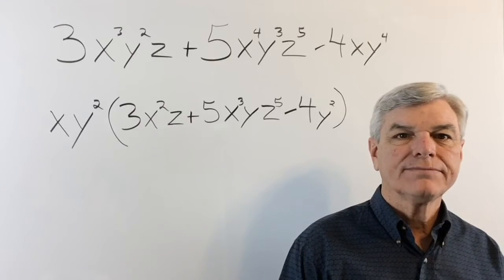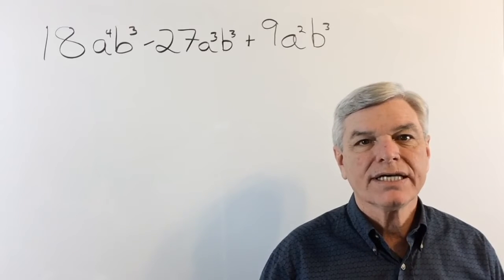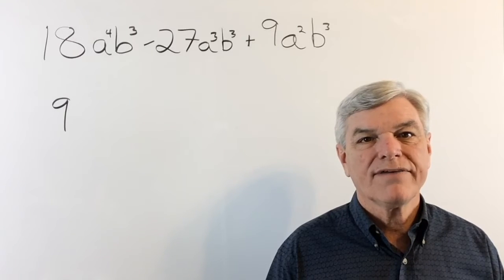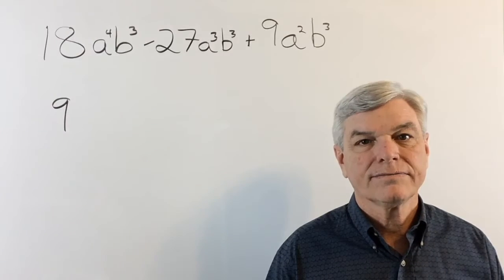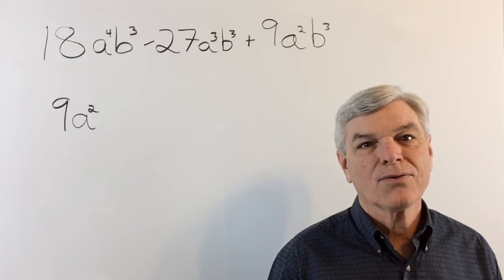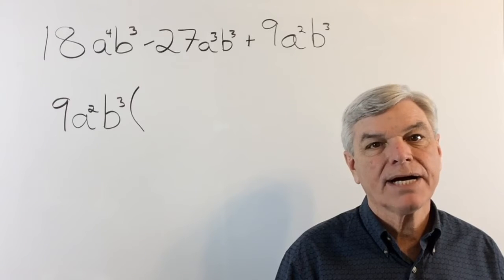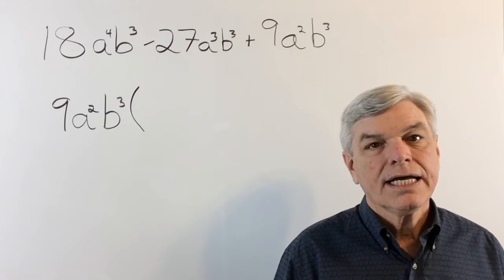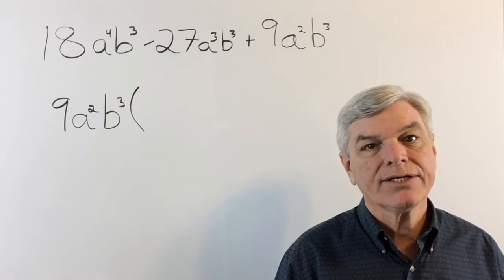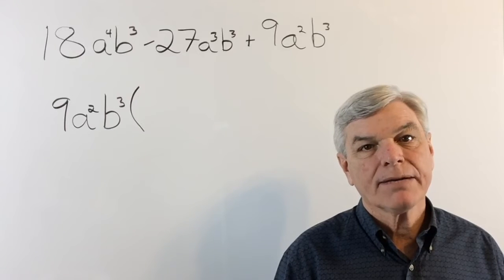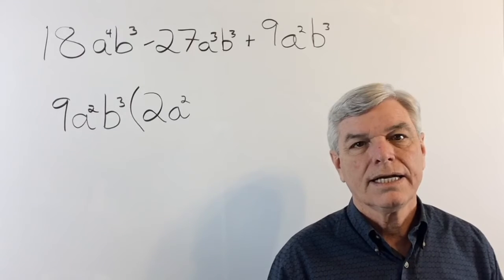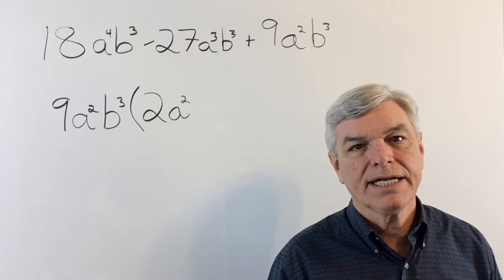Now let's look at another one. Okay, 18, 27, and 9. 9 is common to all of those. The lowest exponent of a is 2, so a squared. And the lowest exponent of b is 3, which is common to all 3 of those. Okay, 18 by 9, I have 2 left. If I divide a4 by a squared, I have a2 left. And b3 divided by b3 leaves me nothing left as far as the b's go. Negative 27 divided by 9 is going to be negative 3.